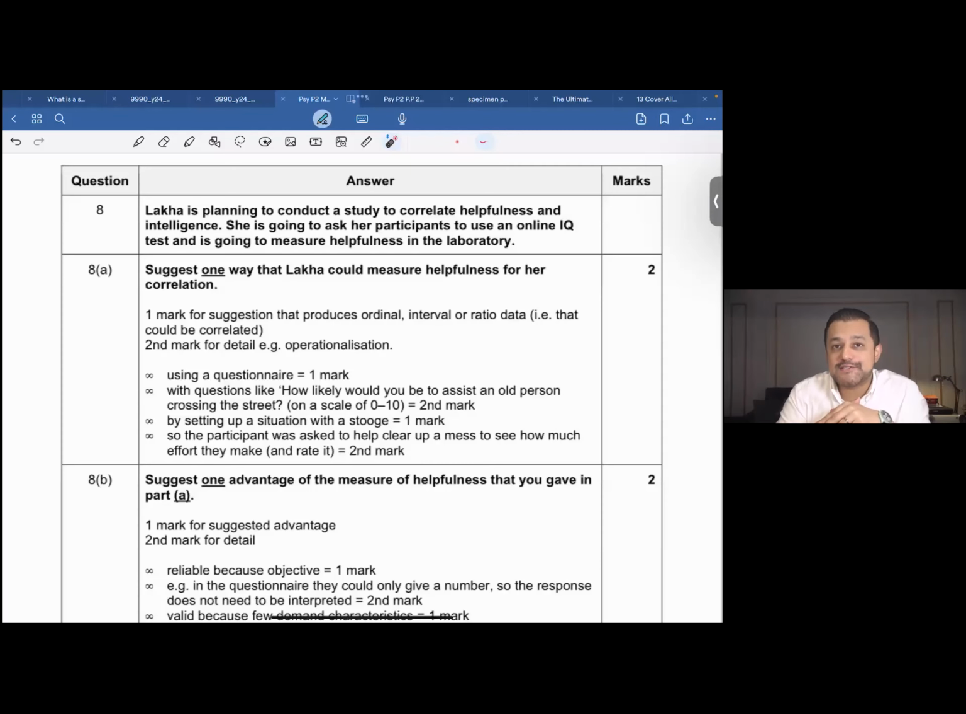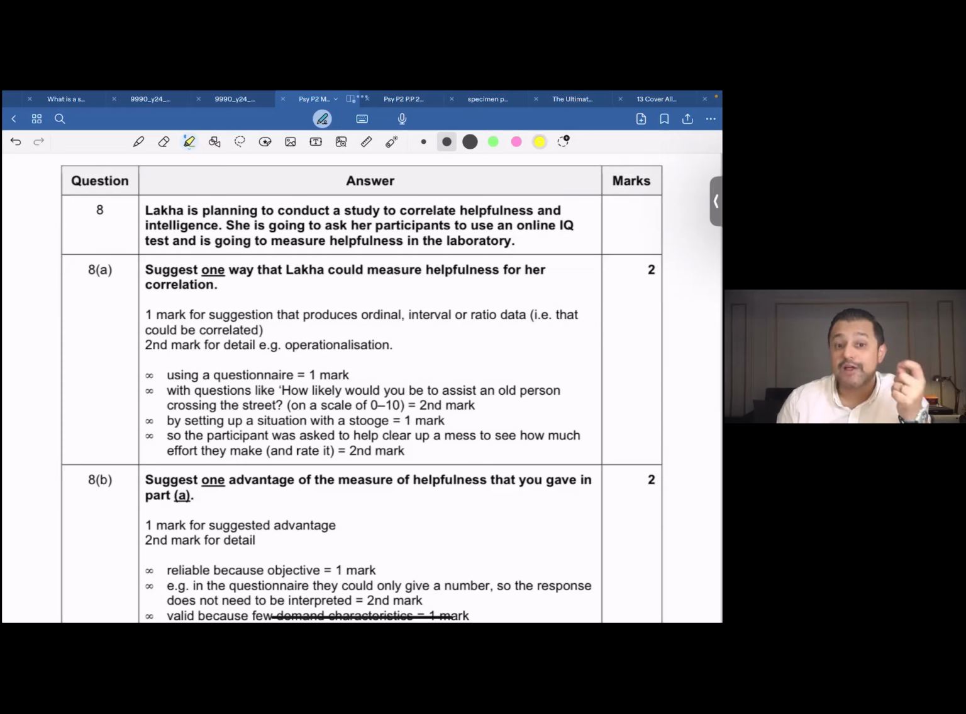Hello, everyone. Let's discuss another novel research situation question. Let's read the question first. The question over here reads: Lakha is planning to conduct a study to correlate helpfulness and intelligence. Pick on the important piece of information that you think you should know to be able to answer questions.